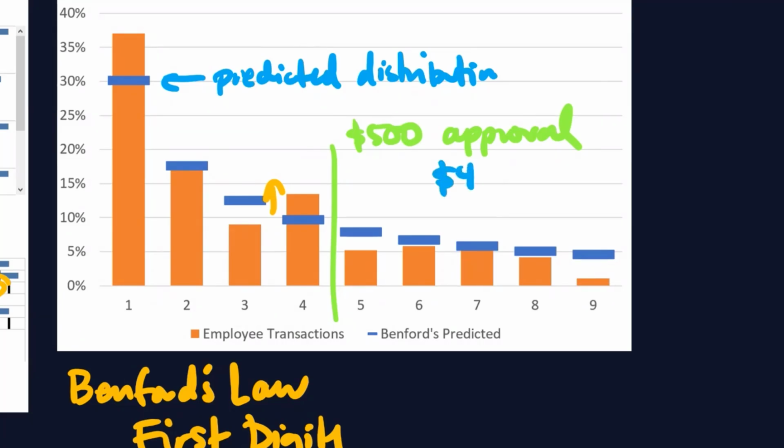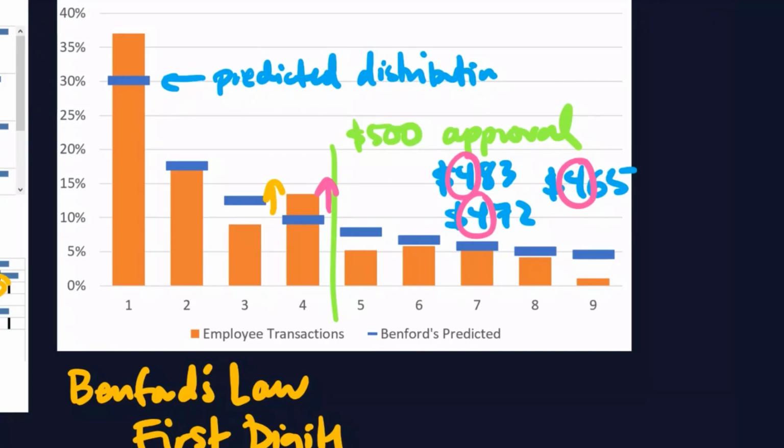But if I make a $483 purchase and a $472 purchase and a $465 purchase, those look pretty random, right? More random than just $499. The problem is they all start with 4s. So even though I'm trying to be clever and create these $400-something transactions, it's popping this Benford's analysis.